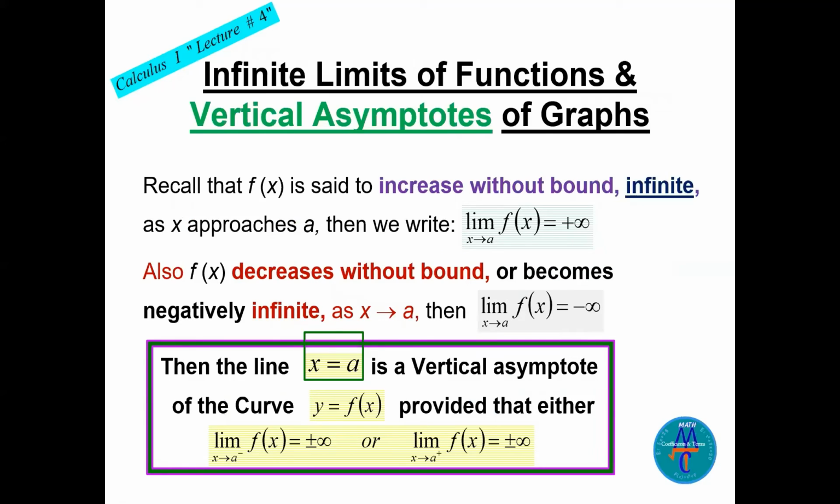Infinite limits, this is lecture number 4, and the vertical asymptote. If we have a limit of the function as x goes to a equal to plus infinity or minus infinity, so the function is increasing without bound, then we can say that the line x equals a is a vertical asymptote. So this is an infinite limit, and we have a vertical asymptote at x equals a.